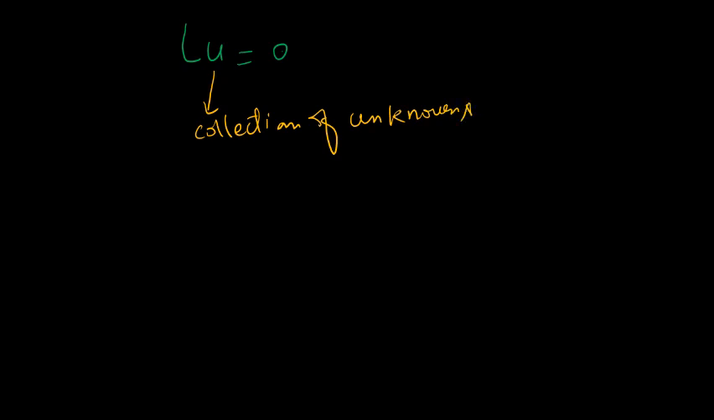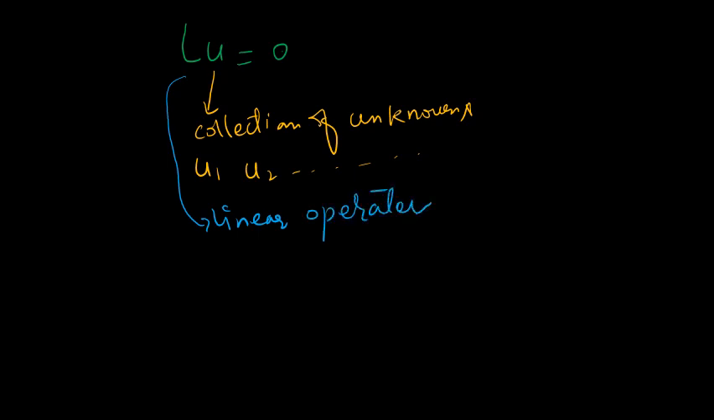Now consider the equation Lu equals 0. Here u denotes the collection of unknowns in the equation, like u1, u2, and so on. And L represents the linear operator.